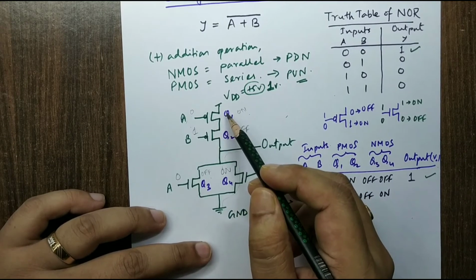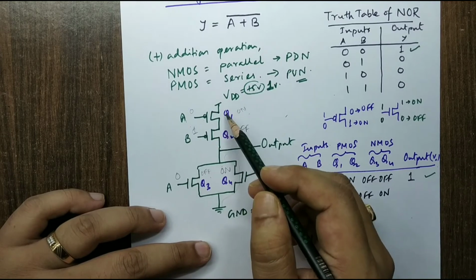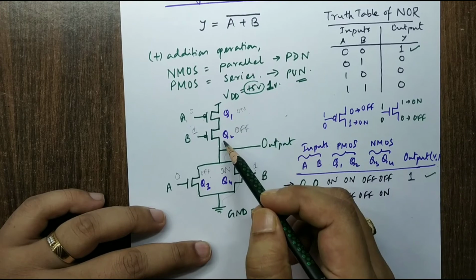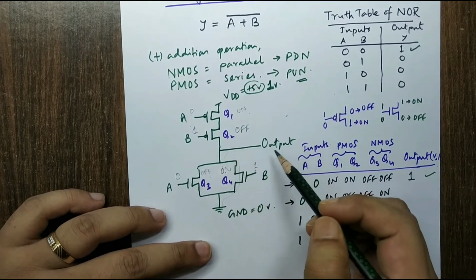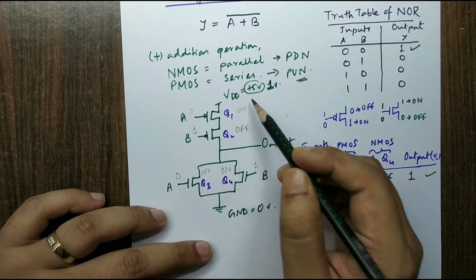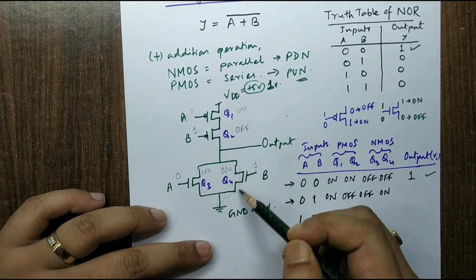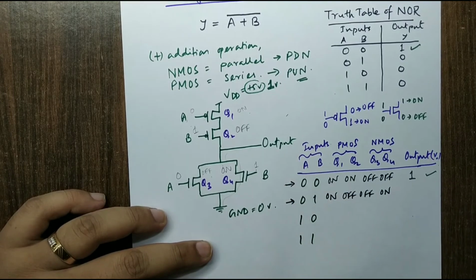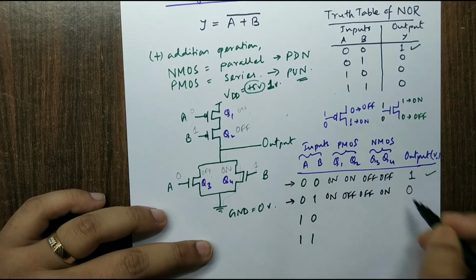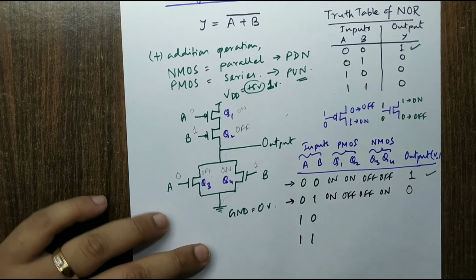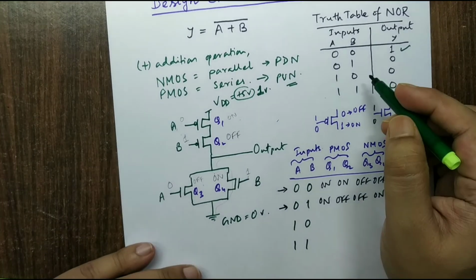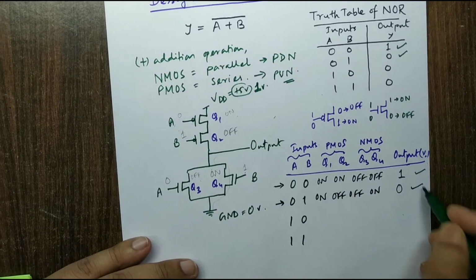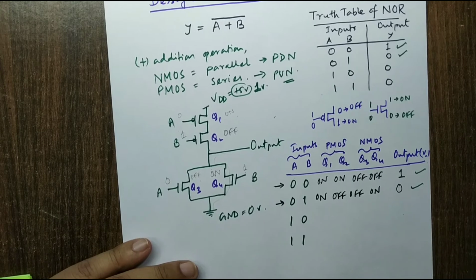Although Q1, that is PMOS 1, is on, there is no point because you cannot have a direct path since Q2 is already gone, right? So the output has no connection with supply, but has a proper connection with ground. So the ground value will appear in the output. So my output value will be 0. Let me check here. The combination here for 0 1 was 0. Here you check for 0 1 it is 0. Is it matching? Very interesting.